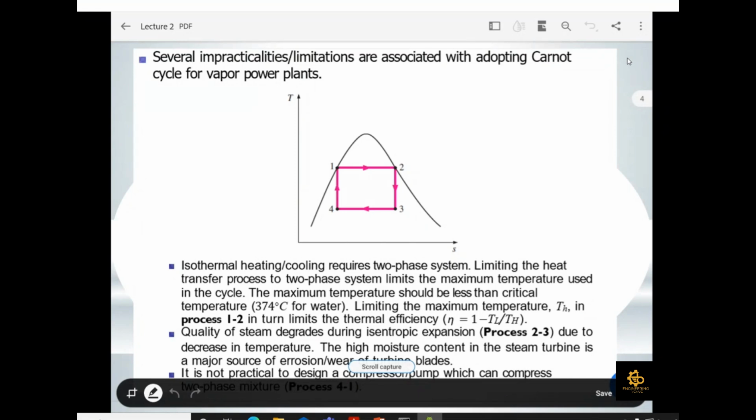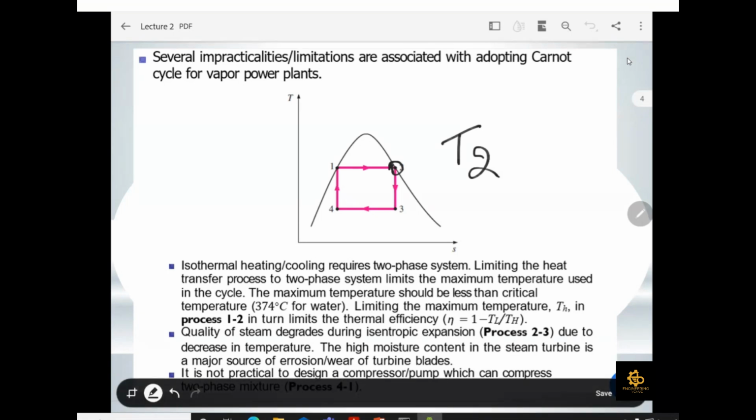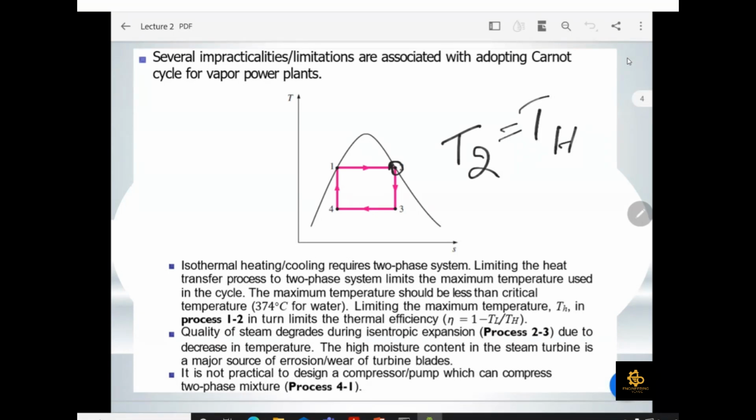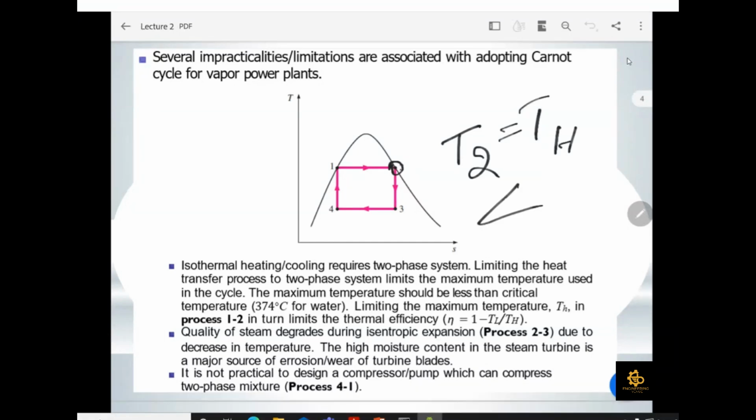Okay, so whenever there is an isothermal process from 1 to 2, it means that this point is T2, which is the T highest point. You can also call it the highest temperature. So the highest temperature is less than the critical temperature. So where is your T critical? Here it is, T critical, just at the dome.